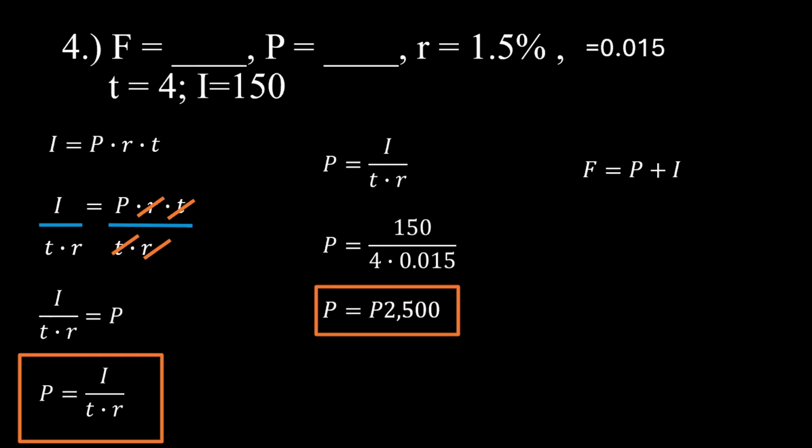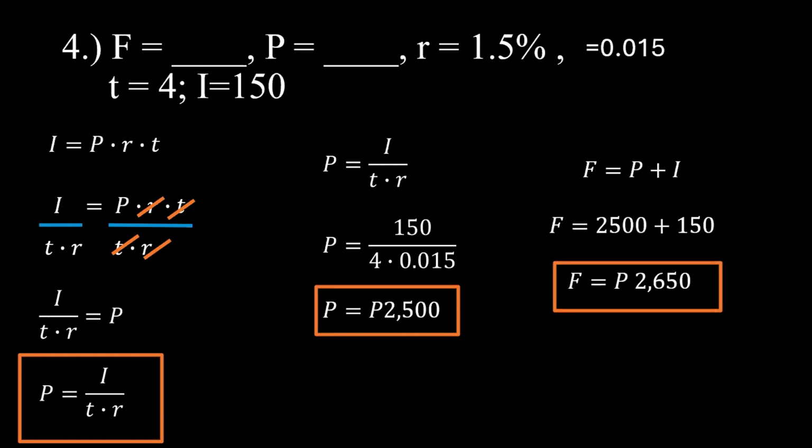Out of it, we can compute the future value using the formula. F is equal to the principal plus interest, substituting the values. For the principal, that is 2,500. For interest, that is 150. And that gives us a result of 2,650.